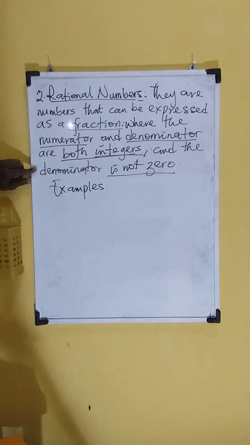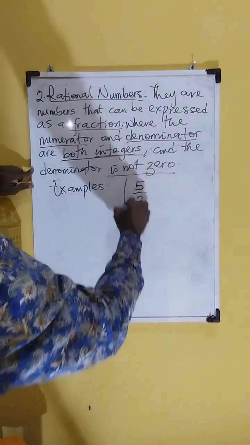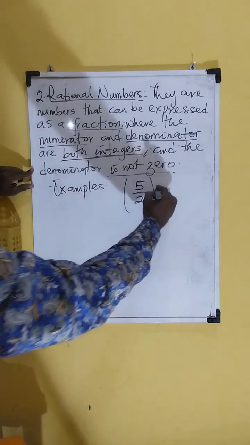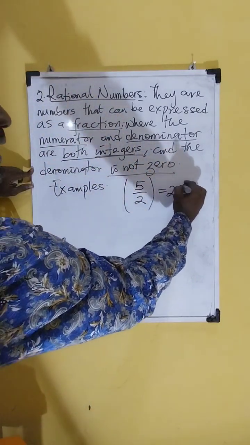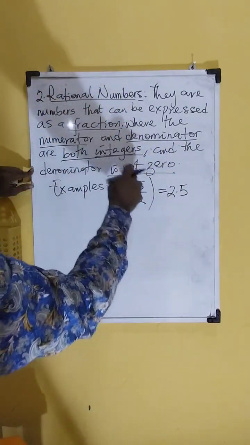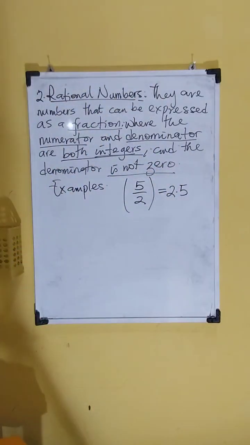Examples of rational numbers. Because rational numbers are expressed in the form of fractions, we can also say that rational numbers are decimal numbers. For example, if you have 5 over 2, this is a fraction. If you divide 5 by 2, your answer is going to be 2.5. So rational numbers are also expressed as decimals. Did you get that?